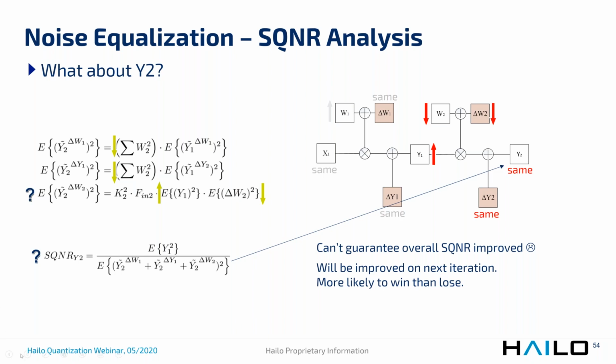Now, if you go over the details of the equations, you see that statistically you're more likely to be improved than not. So it's more likely that you've improved the overall SQNR. And in case you haven't, on the next iteration, you're going to equalize this layer, and then you're going to improve the SQNR. But this is the reason why it's greedy, and there's no guarantee that it will necessarily improve. However, I first wanted to show you that it works, so you'll believe me.